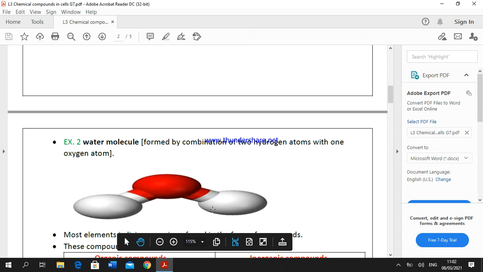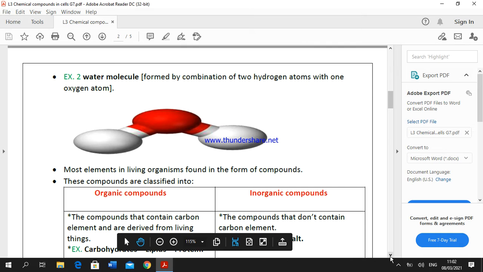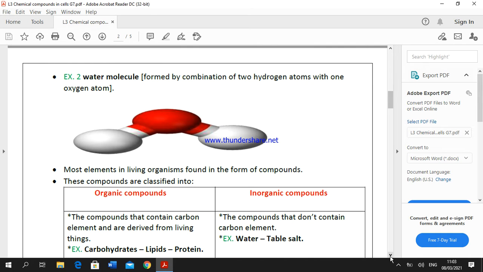The water molecule is composed of two hydrogen atoms combined with one oxygen atom. So most of the elements found in our bodies are found in the form of compounds. And we have two types of compounds, organic compounds and inorganic compounds. What are the differences between them?